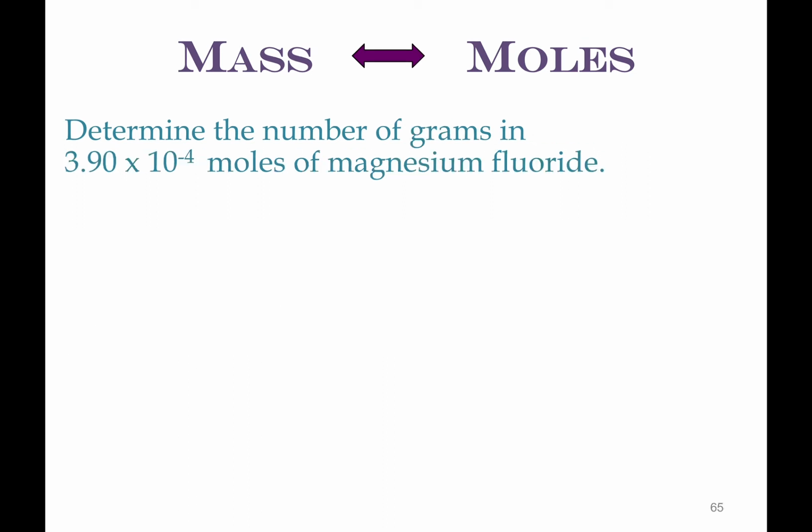Determine the number of grams in 3.90 times 10 to the negative 4th moles of magnesium fluoride. And you don't know this yet, but magnesium fluoride has this formula, MgF2, and that's an F. So some of you covered naming in your previous chemistry course and some of you haven't. So MgF2 has that formula. Pause it and try it.